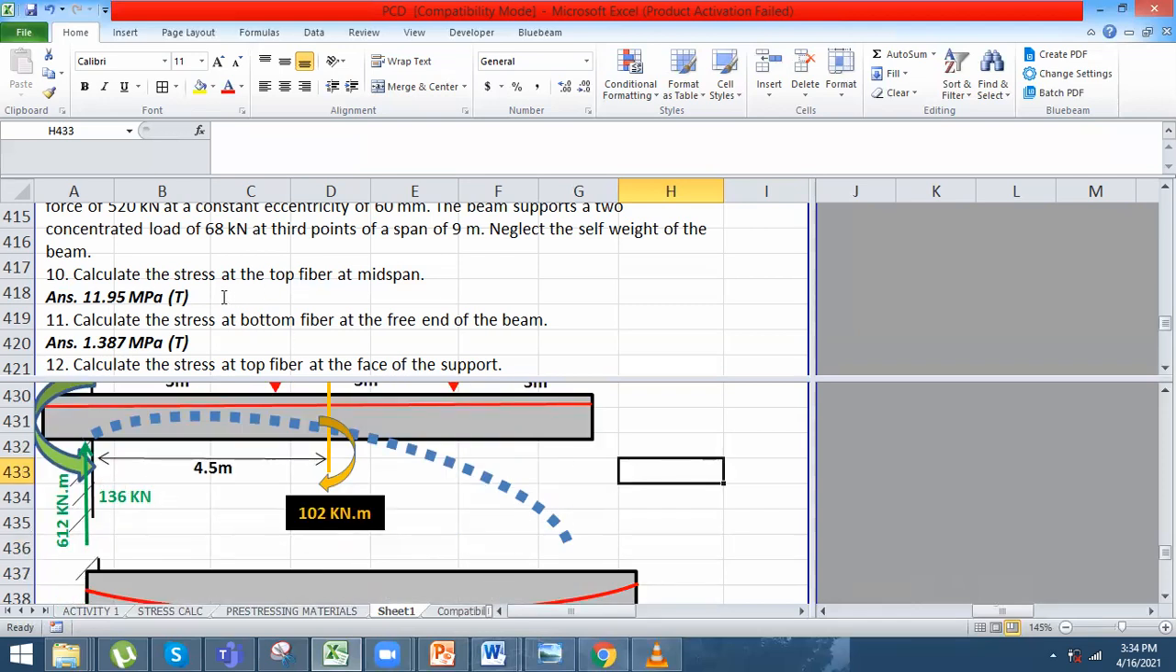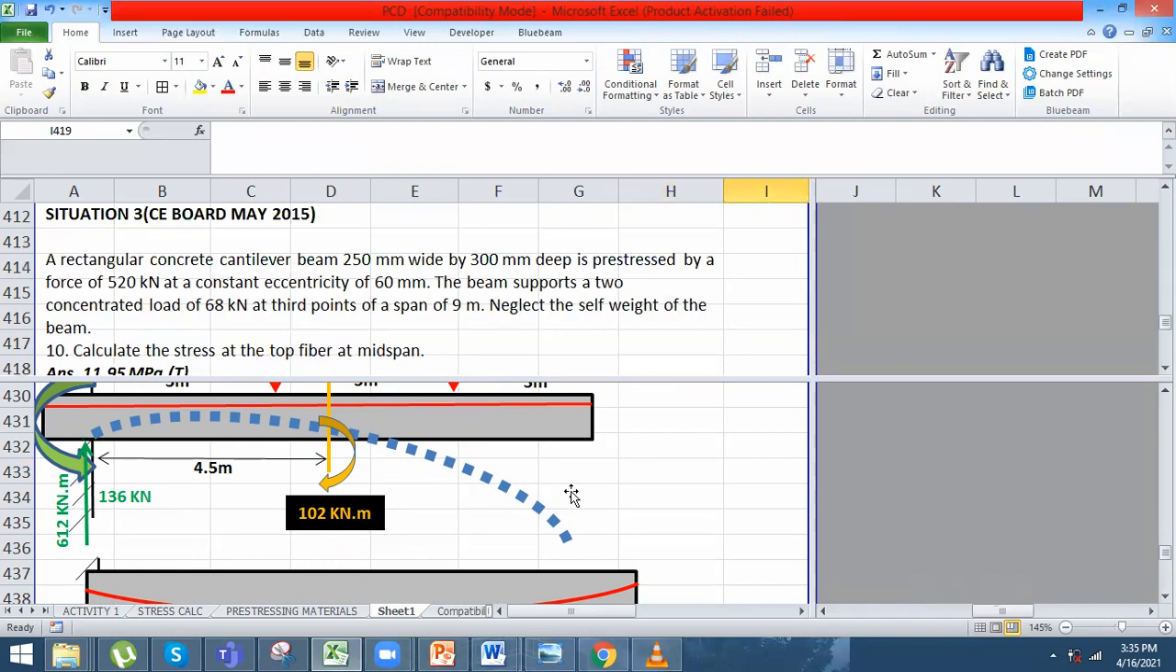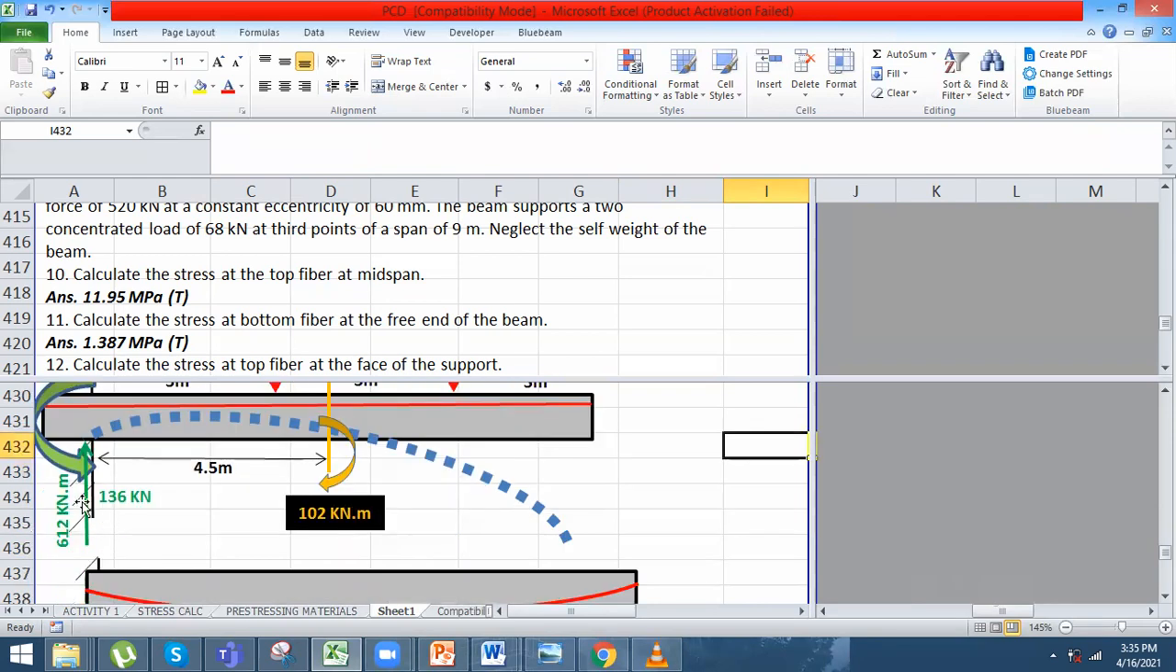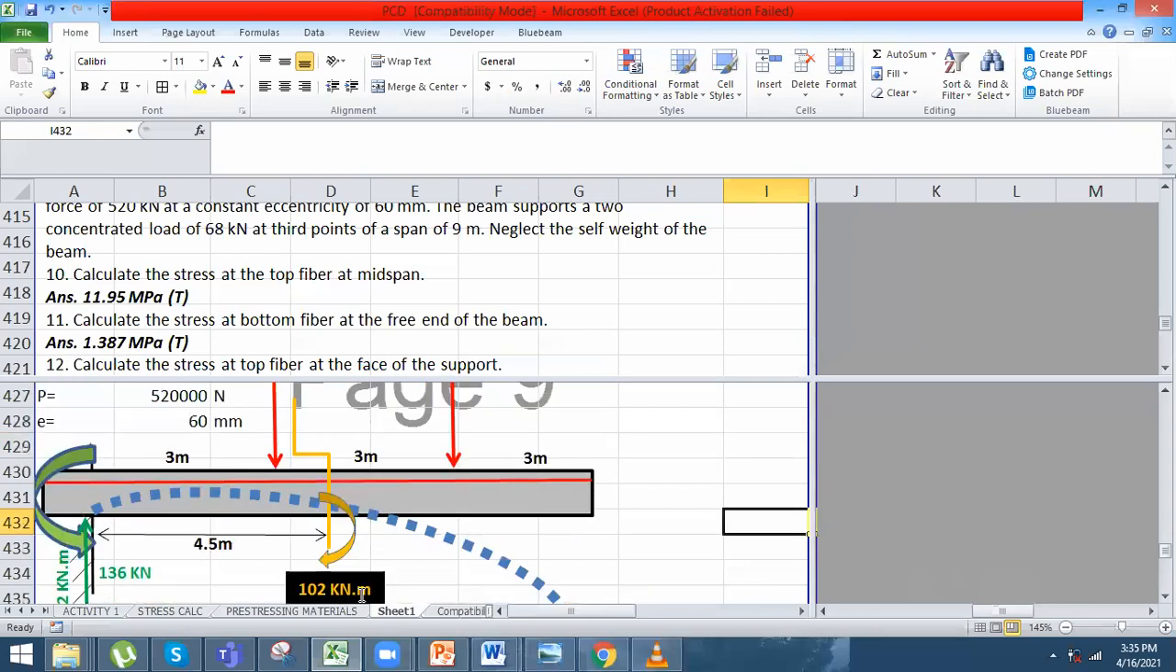Dito is number 10 is stress at the top fiber na midspan. Ay, midspan na pala. Ang gawin natin dyan is magpapas ng section sa midspan. Okay? Then magsa-summation of moment tayo, we're going to make summation of moments from the face. Okay, so we will generate a summation of moment which is 102 kilonewton meter.